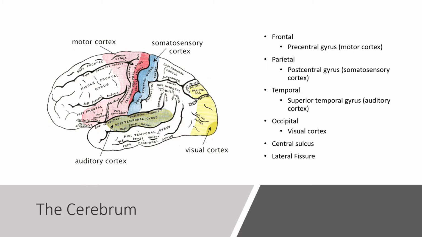Within your temporal lobe is the superior temporal gyrus. This is your primary auditory cortex. And the occipital lobe is the location of your primary visual cortex. Also in the cerebrum, you're going to find, for instance, fissures, such as your lateral fissure.